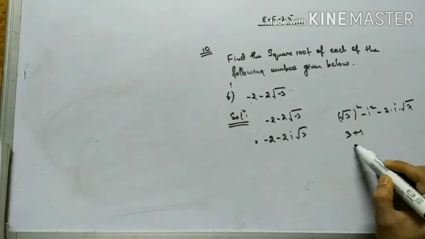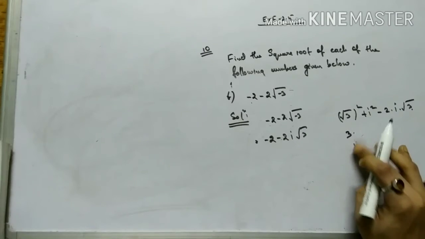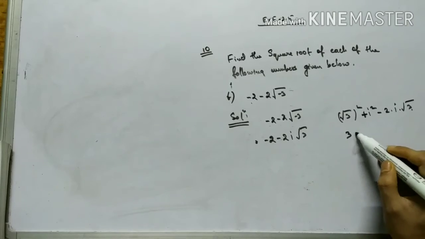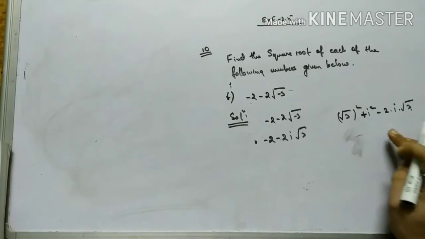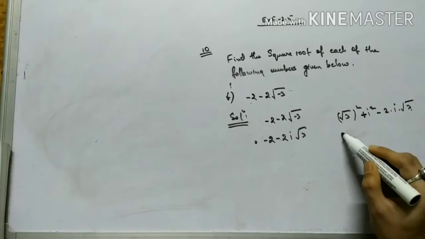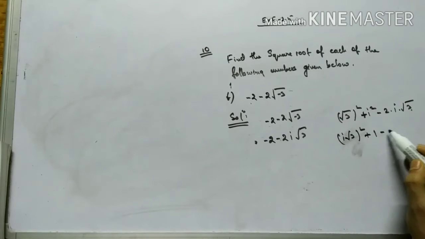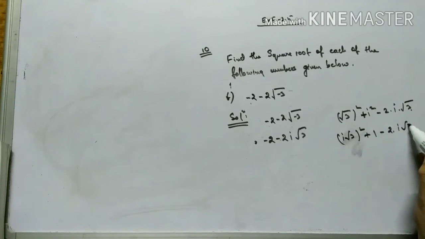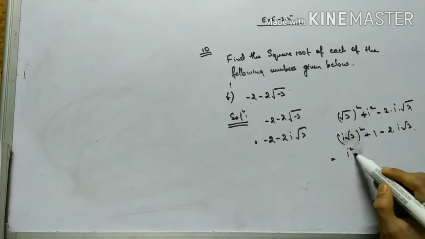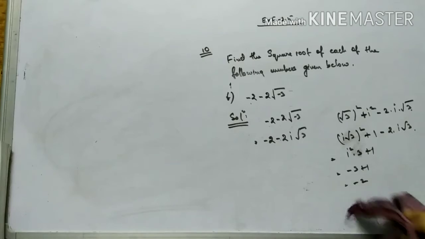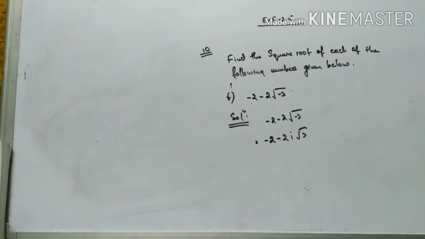This is 3 plus 1 gives me 4. If I do plus 1 here, this thing gives me 3 minus 1. No, I cannot do it in this way. I root 3 the whole square plus 1 minus 2 into i root 3. This will be i square into 3 plus 1. Minus 3 plus 1 gives me minus 2. Okay, this one I can do. First of all I got this one.